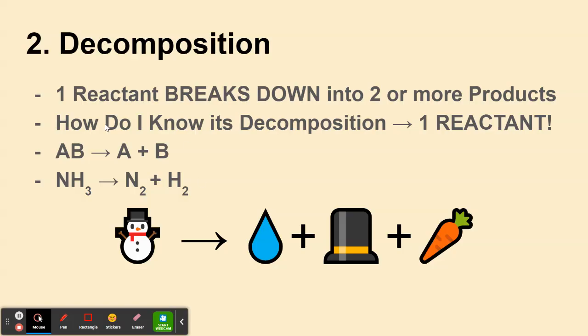So the way we know we have a decomposition reaction is we start with one thing. So synthesis and decomposition are kind of opposites. Synthesis, we end with one thing, we make one product. Decomposition, we start with one thing, we start with one reactant.